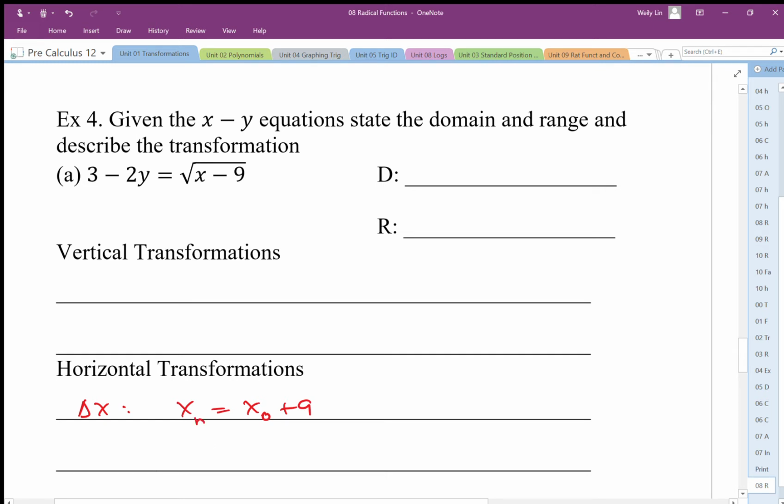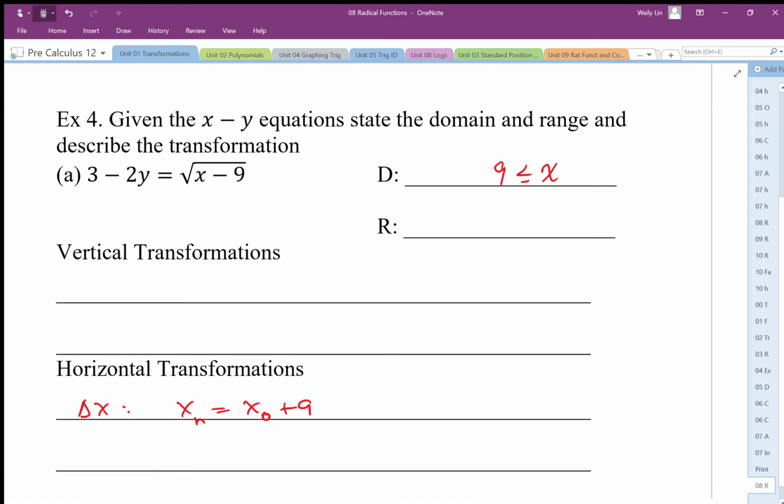It's going to be at 9, so my domain, and there's no horizontal flip, so I know that it's going to go to the right. So the domain is going to be from 9 and to the right. For the y, I can see that it's been flipped upside down. It's kind of hard to see because the y transformation is kind of on the wrong side here.